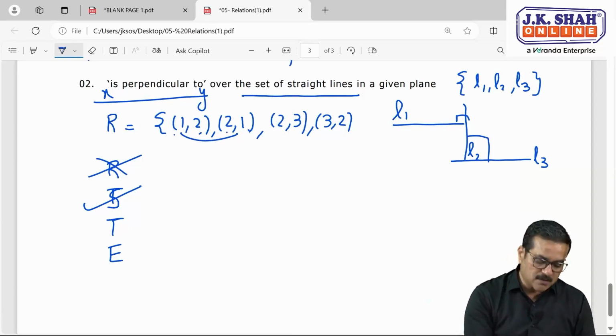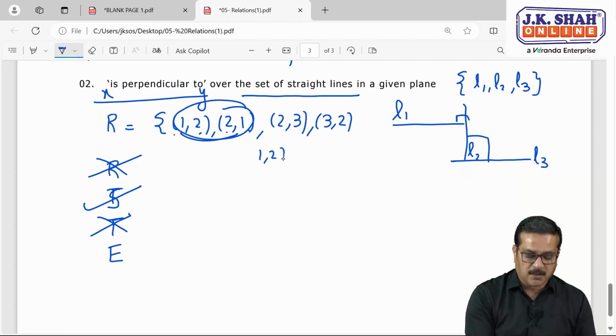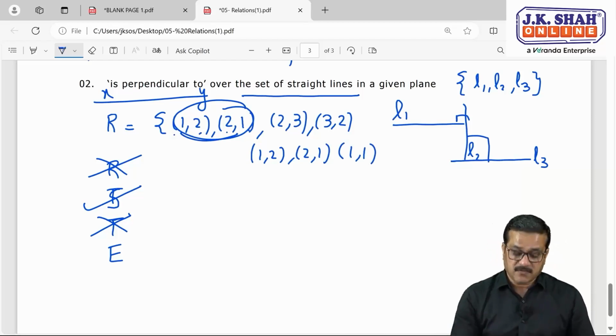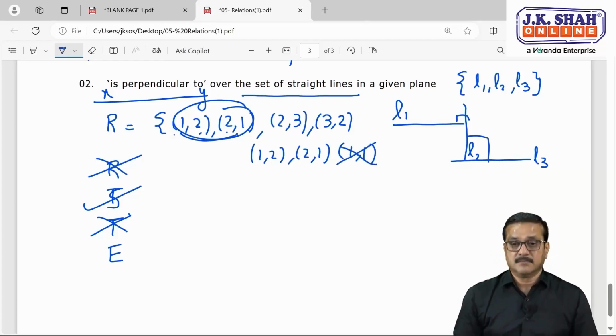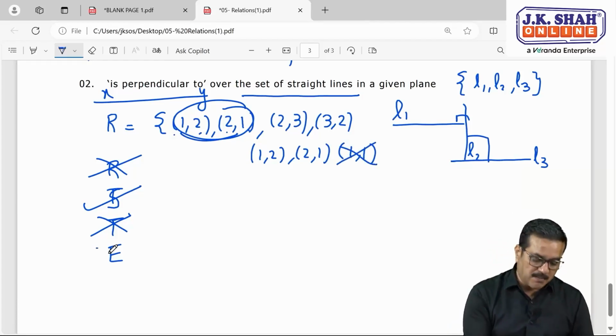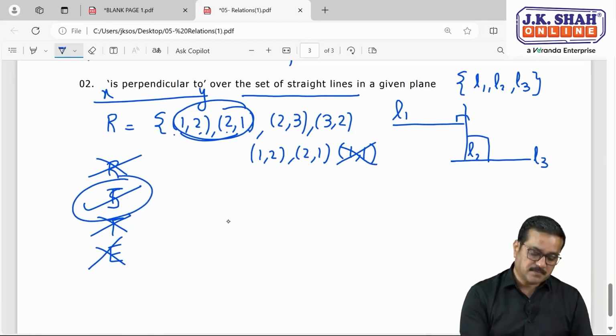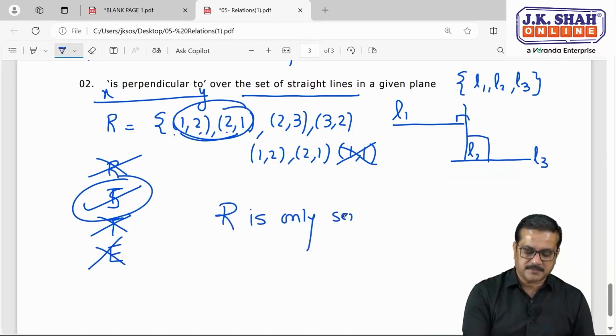So transitivity also failed over here because if we just talk about those pairs, 1, 2 is there, 2, 1 is there, which are already in our R. I needed 1, 1 to complete the transitivity of my R, which is not there and never possible. So transitivity is gone too. Only thing satisfied is symmetricity. R is only symmetric.